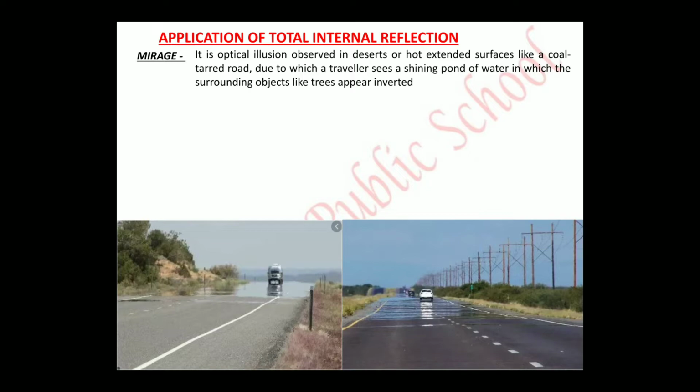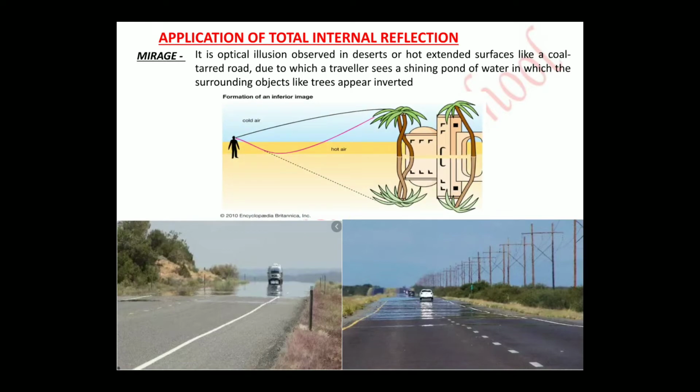How it works, let us understand. Now just see the diagram. Suppose this diagram is of a desert. Since the desert in hot weather is very hot, the air nearby the desert surface is very hot. And we know whenever a substance is heated, it expands. So hot air is expanded, and that's why its density is less. Whereas at some height, the air is not that hot, it is cold. So the density of cold air is greater than the density of hot air.